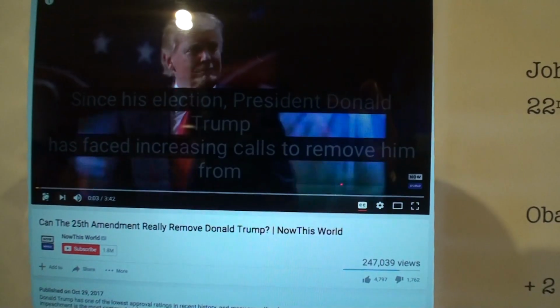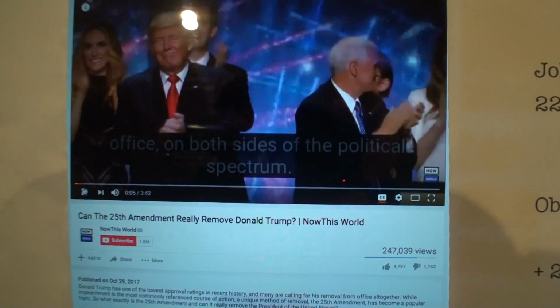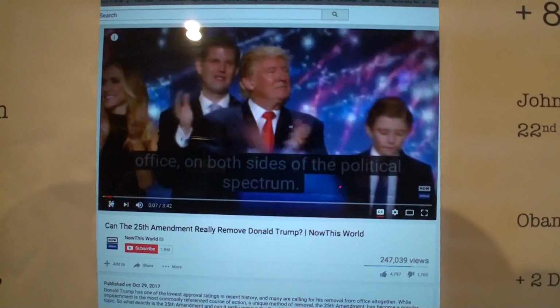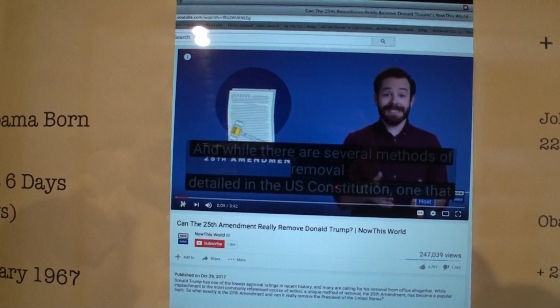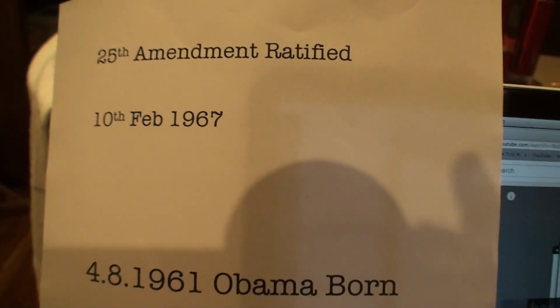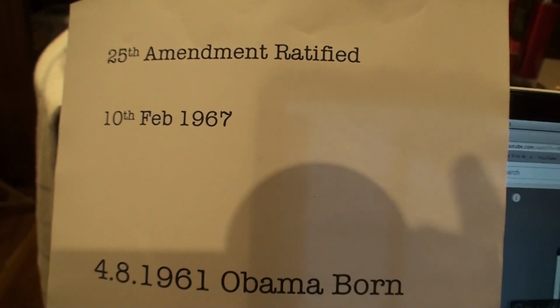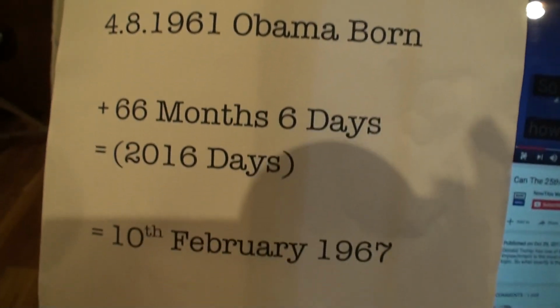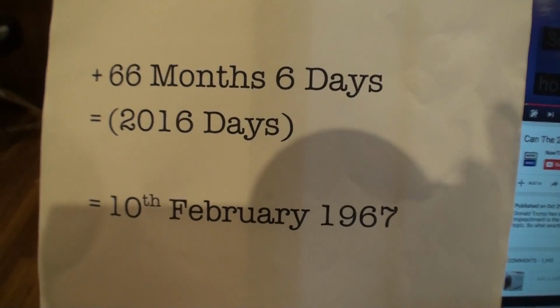Trump has faced increasing calls to remove him from office on both sides of the political spectrum. And while there are several methods of removal detailed in the US Constitution, one that's received a renewed amount of interest is not impeachment, but the rarely cited 25th Amendment. So what exactly does this method entail, and how likely is it to be used against Donald Trump?